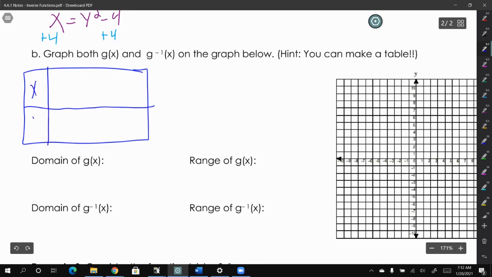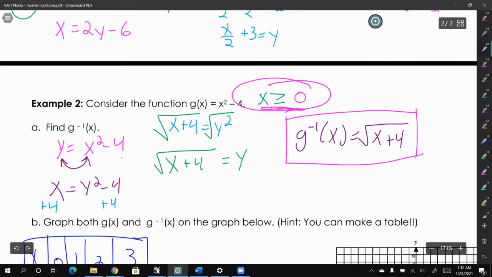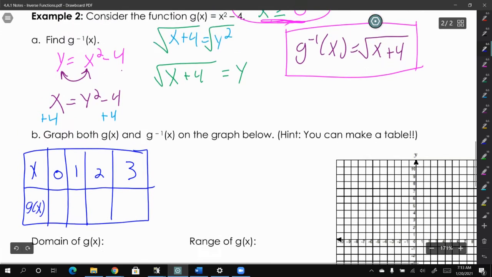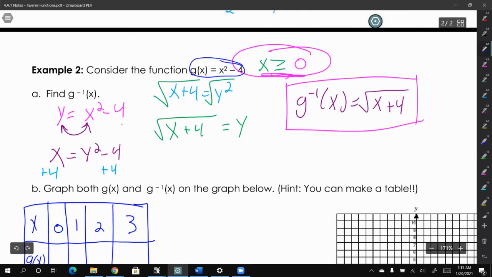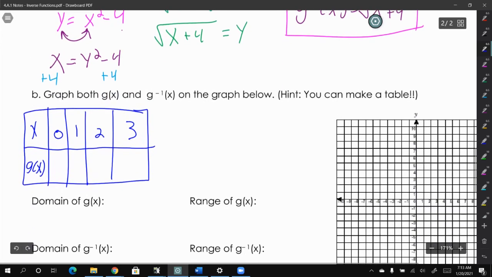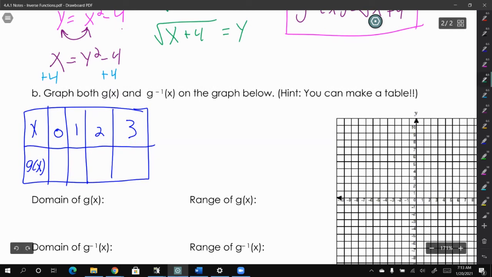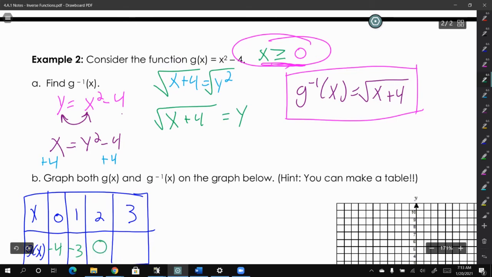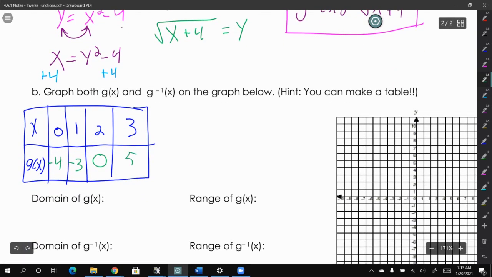Okay, so x, y, and I'm going to start my x values at 0. And the reason for that is because up here I said x is greater than 0. So I'll start there. So let's call this g of x so we know which table we're talking about. So when I plug in 0 to my original equation up here, g of x, that is going to give us -4. If I plug in 1, 1 squared minus 4 is going to give us -3. If I plug in 2, 2 squared is 4, minus 4 is 0. And if I plug in 3, I will get 5.